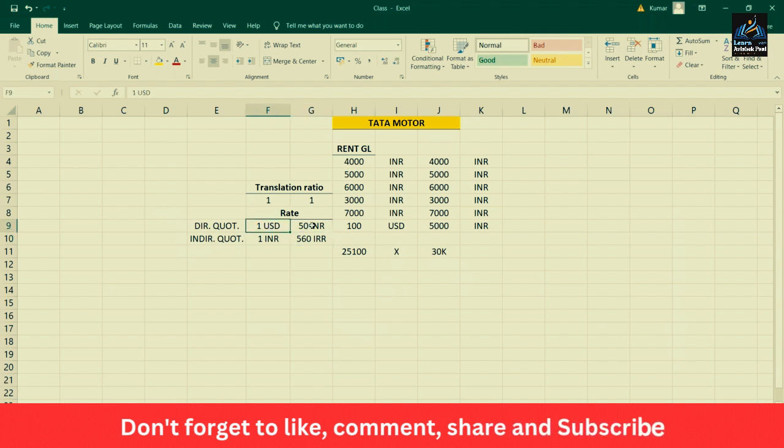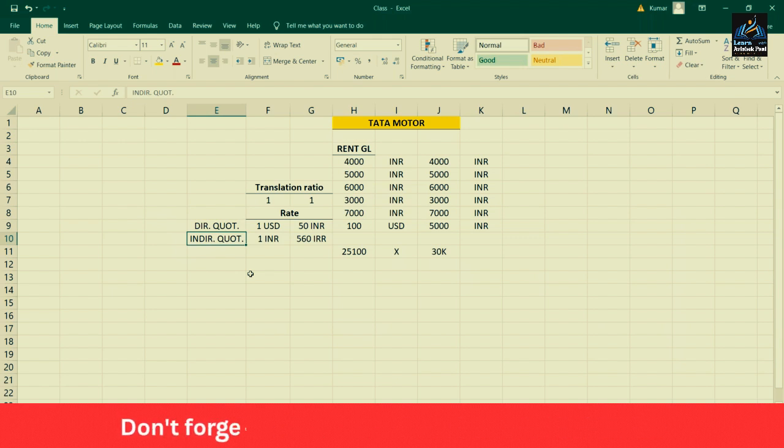So this rate is going to be specified under direct quotations, and this rate is going to be specified under indirect quotations. In which case are direct quotations and indirect quotations going to be maintained, guys? It is going to be maintained when the local currency value is smaller than the foreign currency.